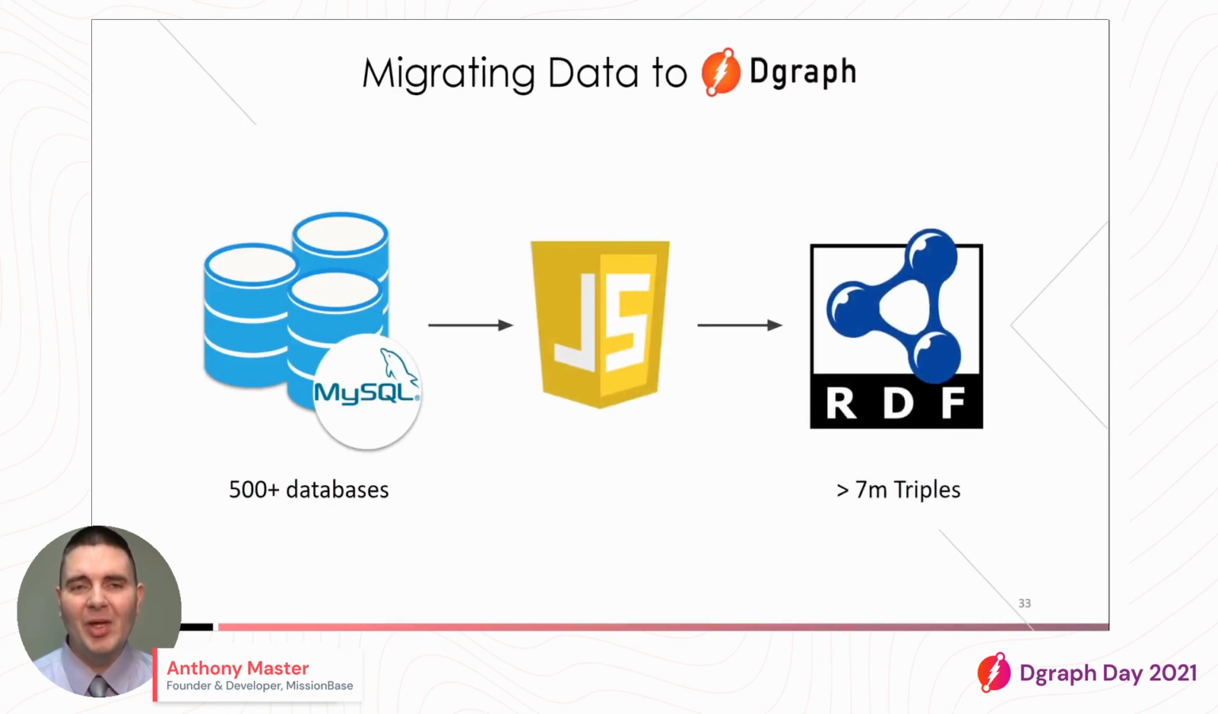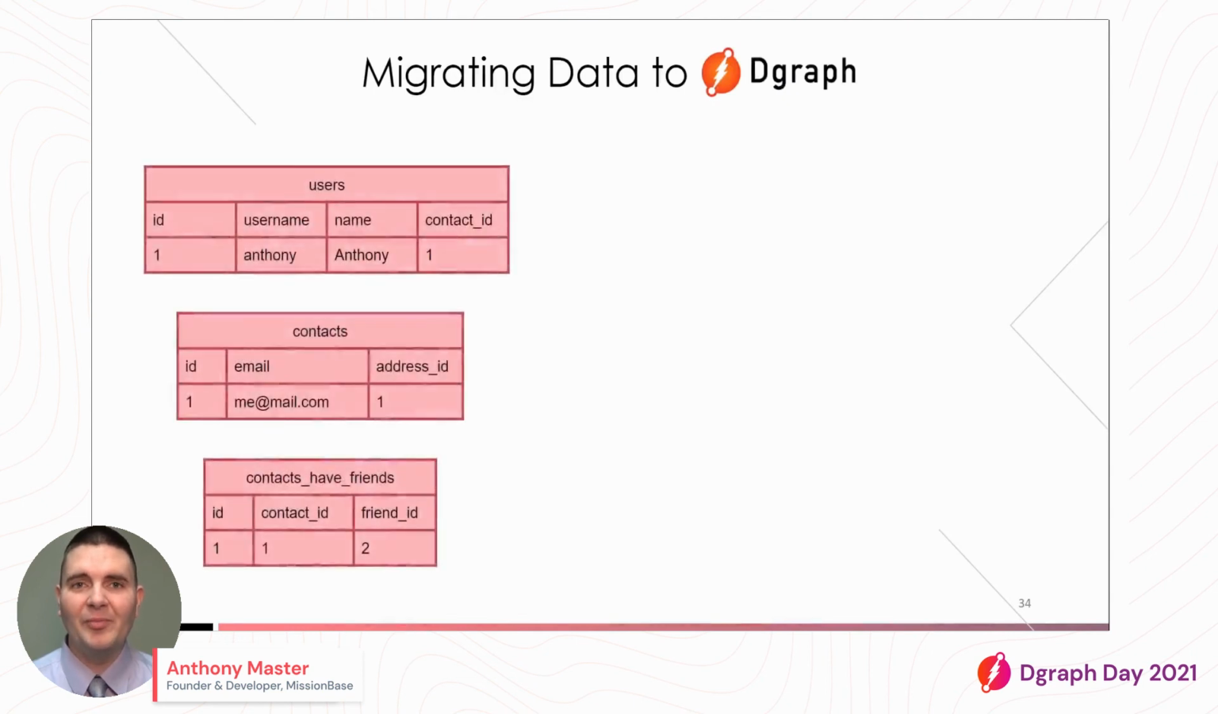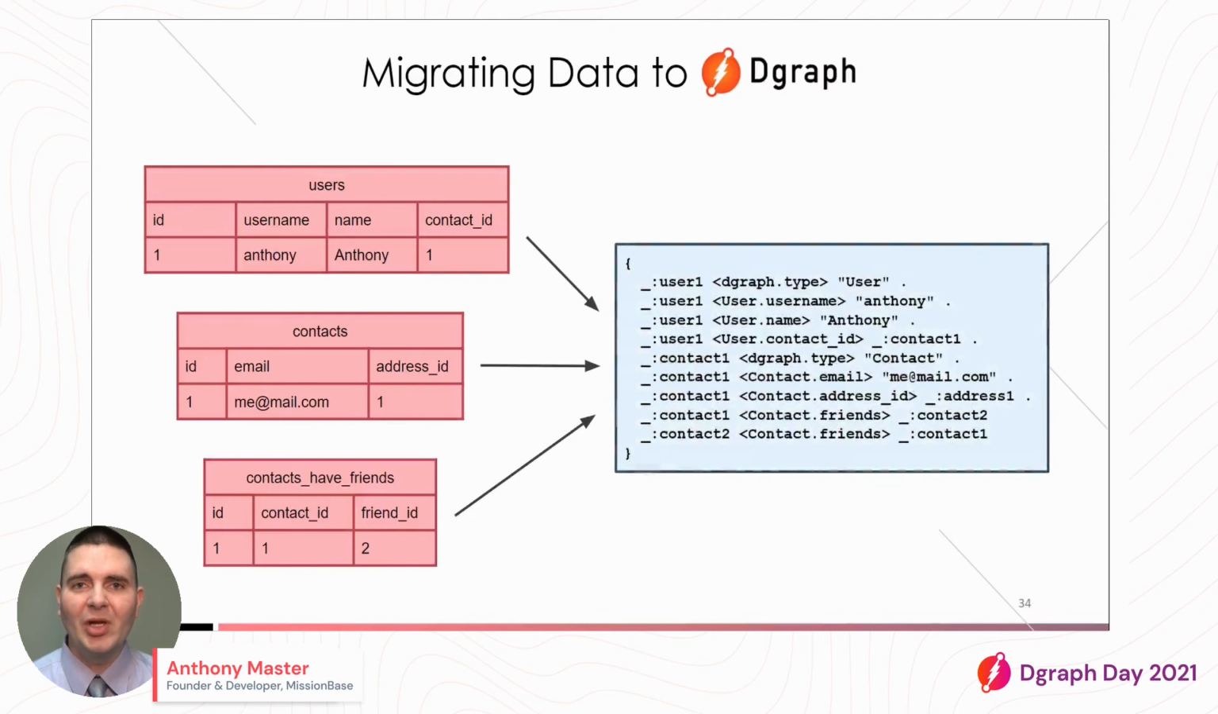But what does that mean? What is a triple? A triple is the simplest way to represent data in a graph. Follow me through this example. On the left you see 3 tables from MySQL: the users, contacts, and a contacts have friends pivot table. We are able to represent all of this data and the relationships in the form of triples. Triples take the syntax of subject, predicate, and object. The predicate is a key, the subject is an identifier, and the object is a value.